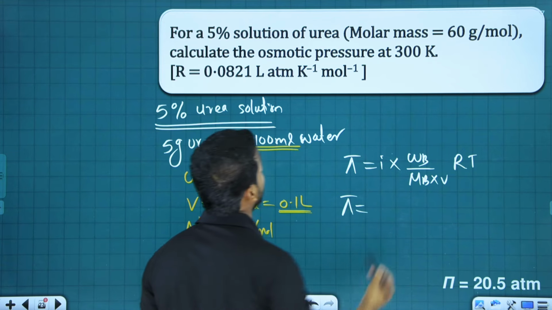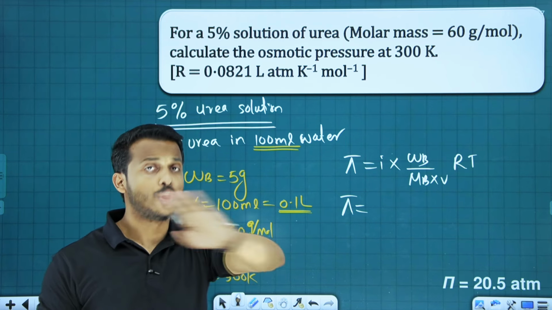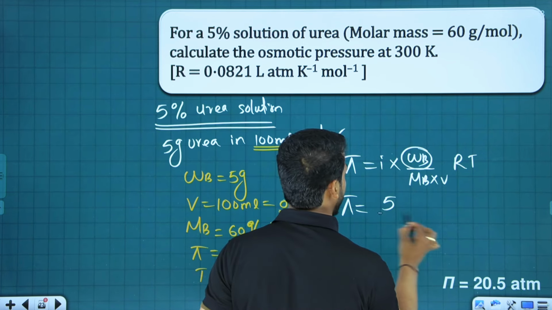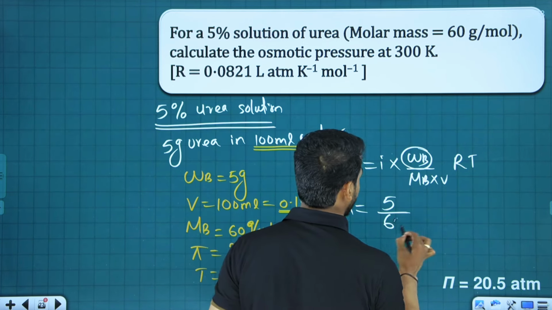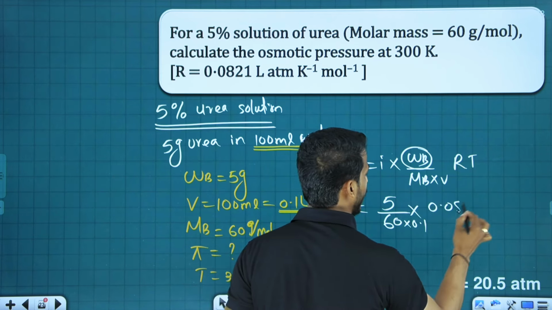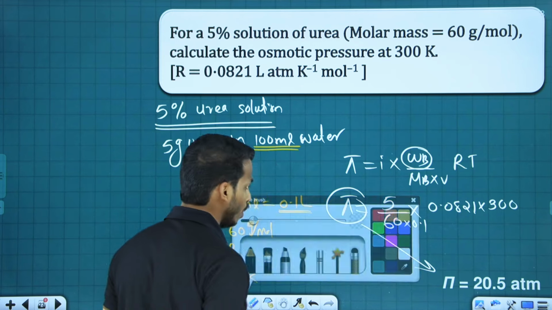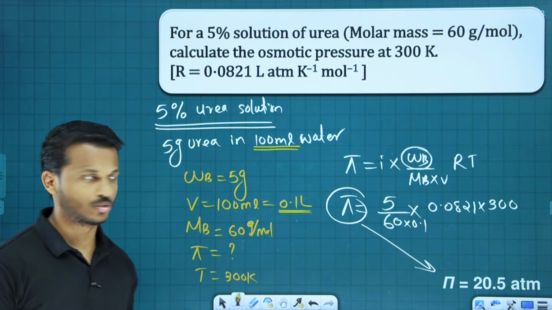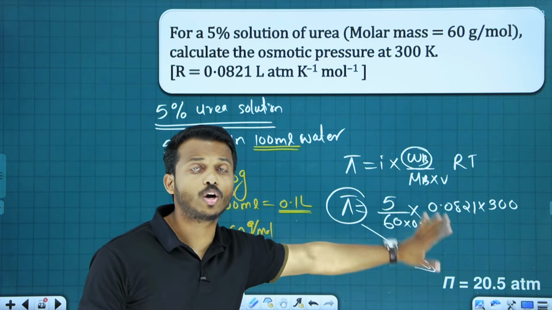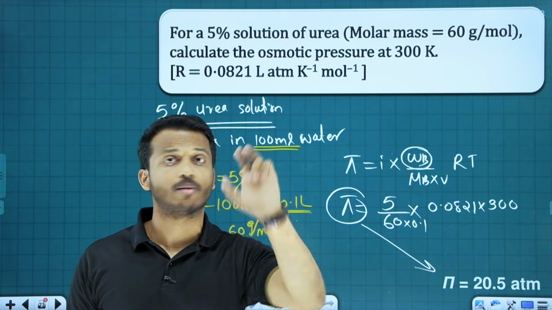So pi is equal to, what is the Van Hoff factor for urea? 1. Urea, glucose, sugar, benzene, these all are non-electrolytes, I value 1. Into WB is given 5 gram, MB given 60 gram, into volume 0.1, and R 0.0821 into temperature 300. All of you work it down. Pi value you will get around 20.5 atm. So we have to discuss more questions, so I'm just giving you the data how to do that one. So pi equal to 20.5 atm. Osmotic pressure is a frequent numerical question for the board exam.